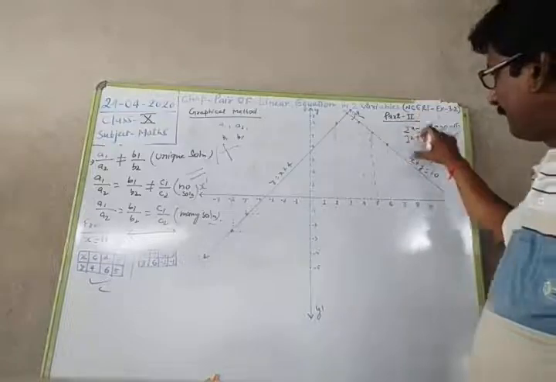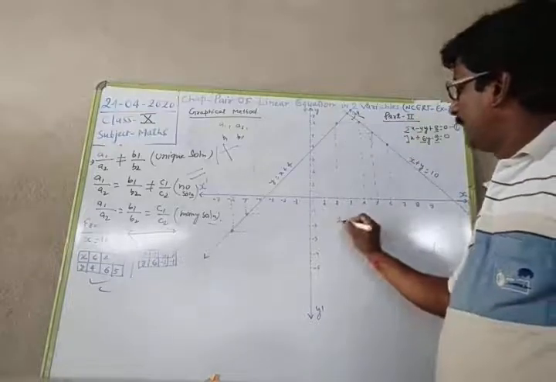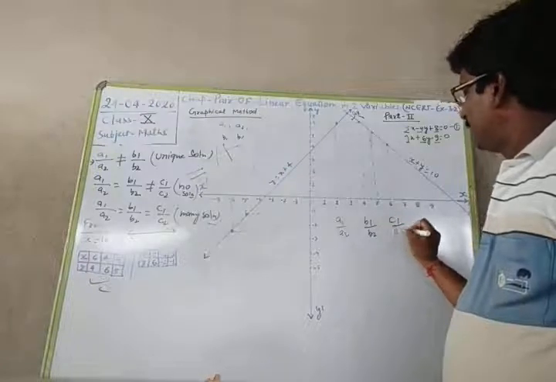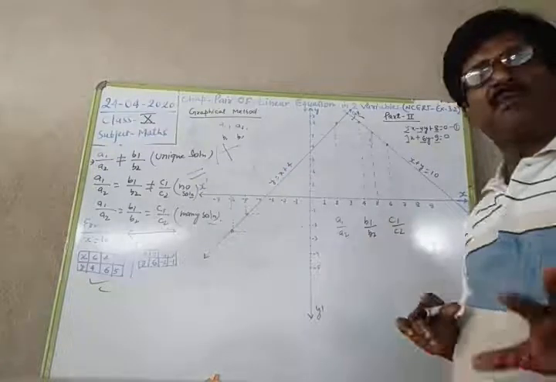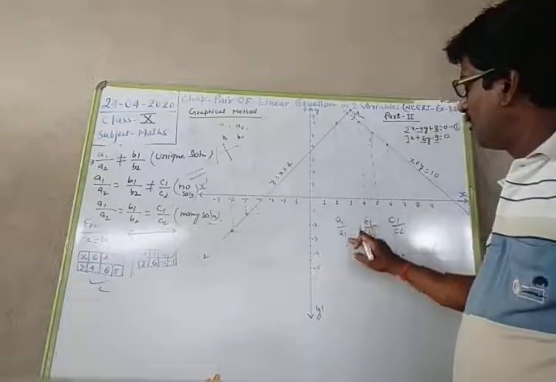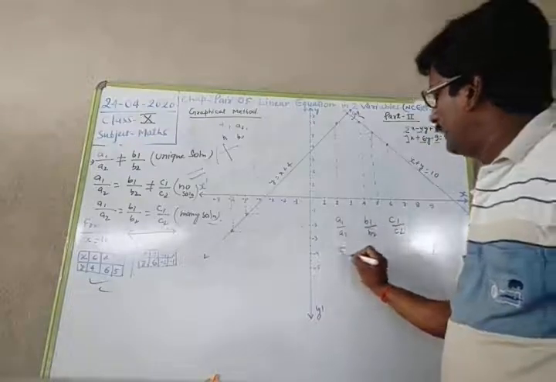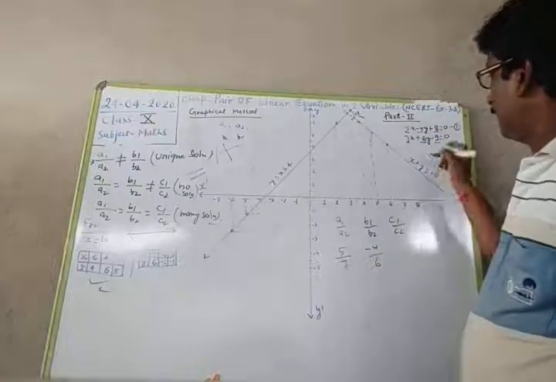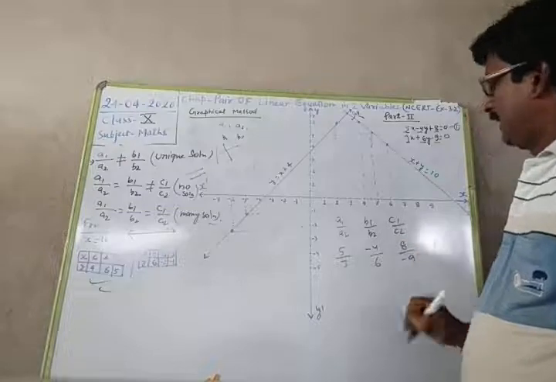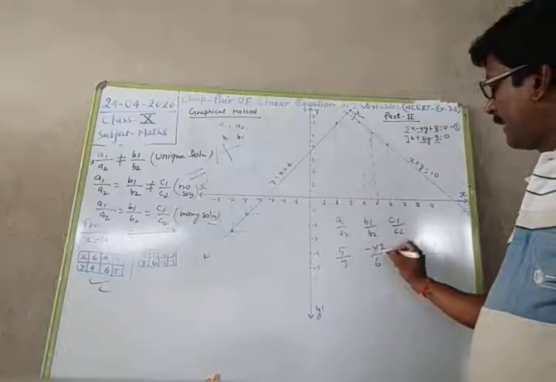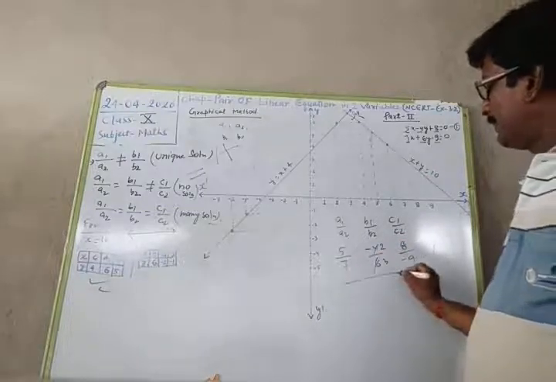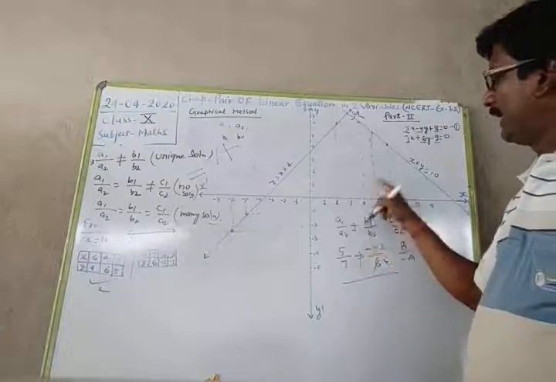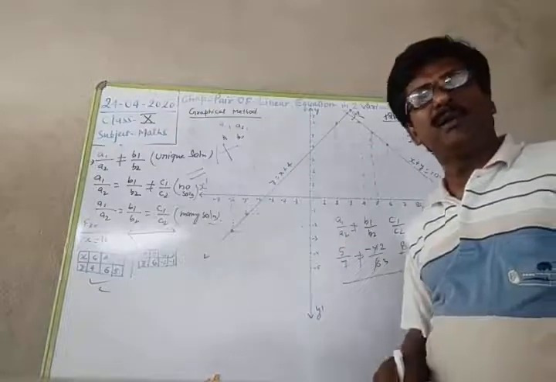So first I make the ratios A1 by A2, B1 by B2 and C1 by C2. Initially don't put any sign. First you make the ratio A1 by A2. So A1 is 5, A2 is 7, B1 is minus 4, B2 is 6, C1 is 8, C2 is minus 9. So now see, after putting it in simplest form, what do we observe? This is not equal to. If this is not equal to, then it can be understood here A1 by A2 is not equal to B1 by B2.